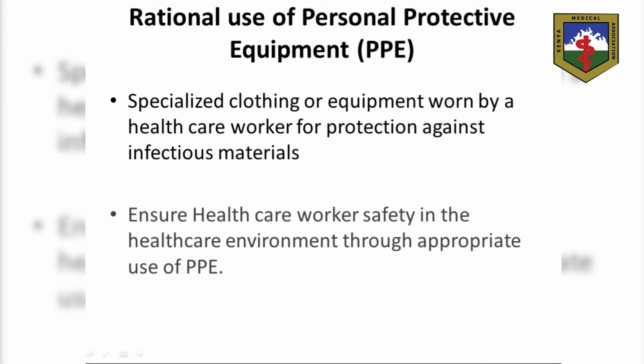Rational use of personal protective equipment. What is personal protective equipment? It is specialized clothing and all equipment worn by a healthcare worker for protection against infectious materials. The goal of rational use of personal protective equipment is to ensure healthcare workers are protected from exposure to biohazards while they are working within the healthcare environment.